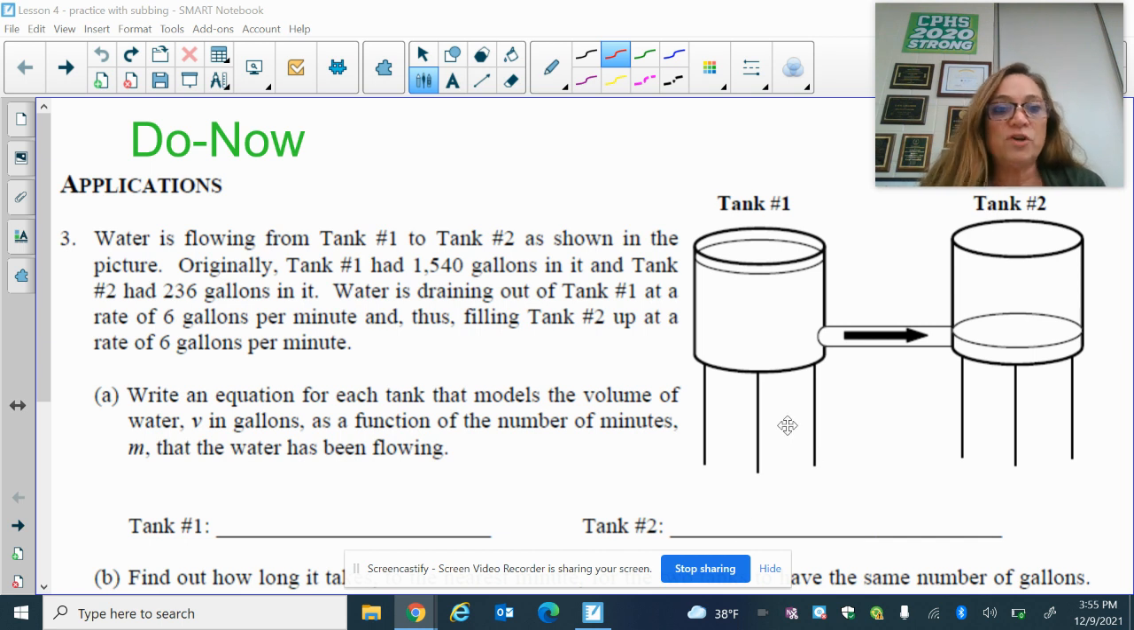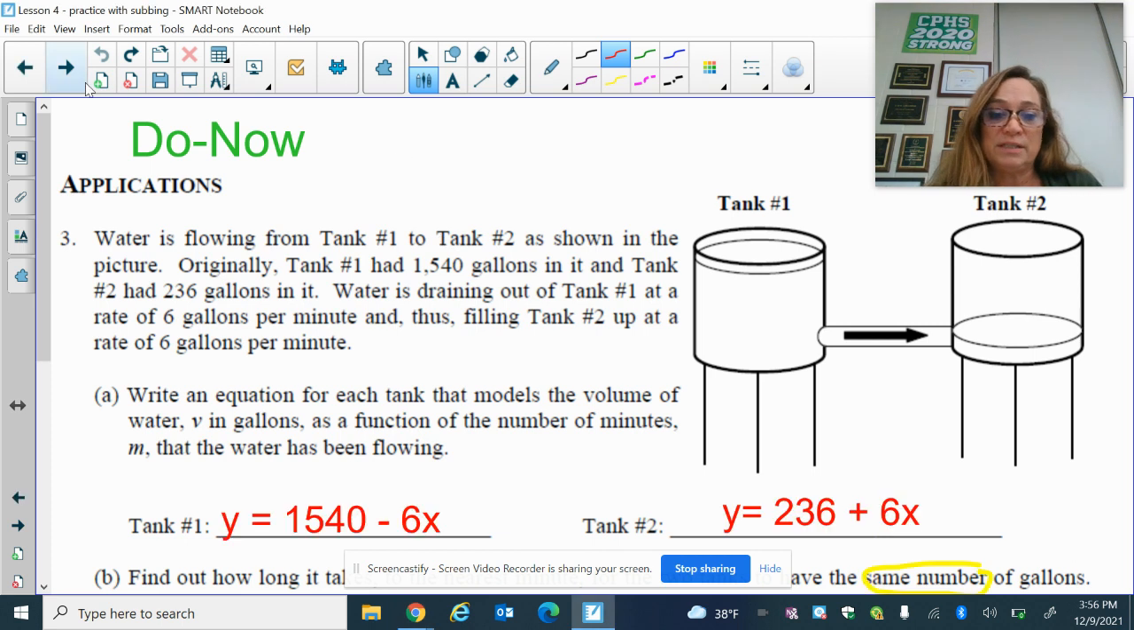Okay, so first it says water is flowing from tank 1. So if water is coming out, the slope is going to be negative because the rate of change would be a constant because it's flowing out at the rate they're telling you. However, it's going to be negative because it's coming out. And then the water is coming from tank 1 into tank 2. So tank 2, the water level is going to rise. Therefore, that slope is going to be positive.